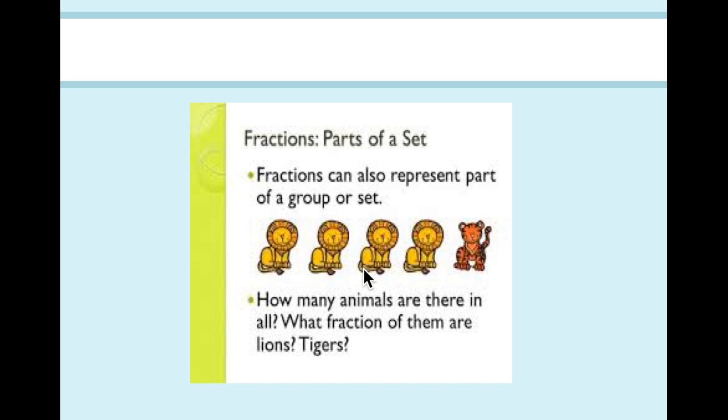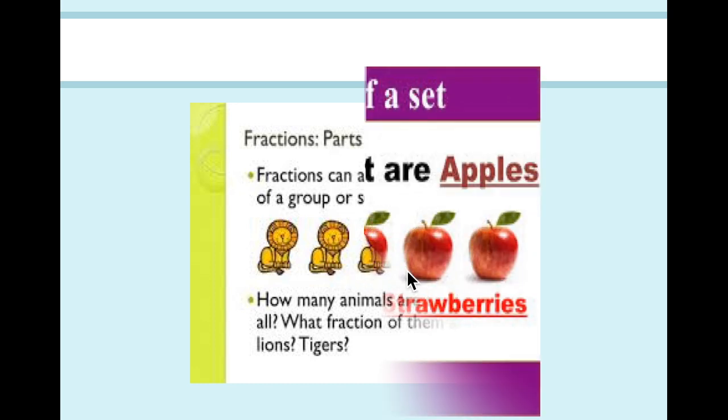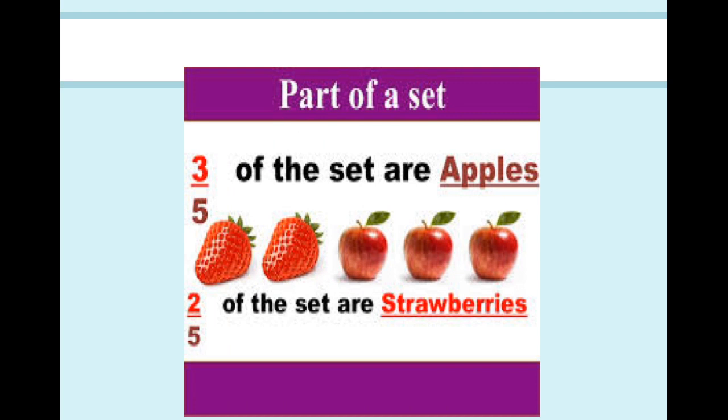How many of them are lions? 4. 4 of them are lions. But how many animals do we have in all? 5. So the fraction will be 4 out of 5, or 4/5. Fifths, sorry.